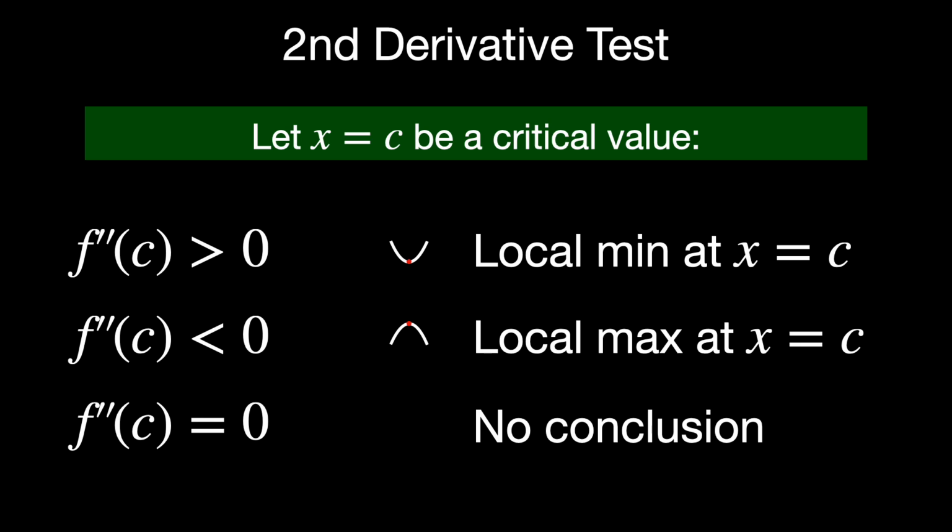For the circumstance for which we plug the critical value c into the second derivative and it's equal to 0, there's no conclusion. This test is inconclusive, and we'd have to use another test, something like our first derivative test, to determine whether or not we had a local maximum or local minimum at that critical value.